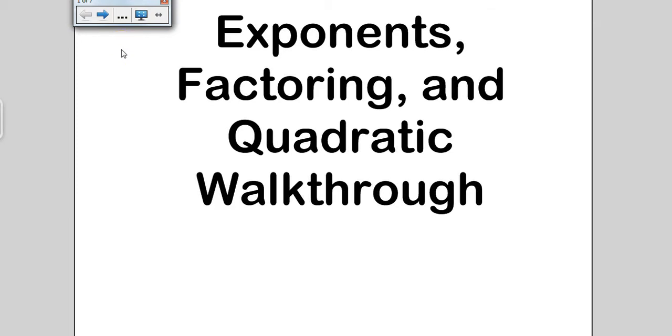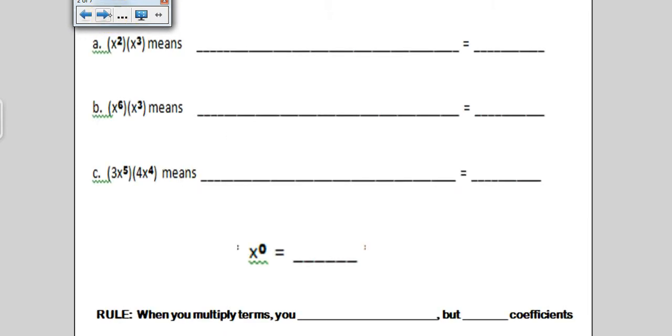Our first lesson covering exponents, factoring, and quadratics is our walkthrough worksheet, so make sure you're on the right set of notes before we begin. And this is a concept that I know you've seen a lot of in Algebra 2, but we just have to see it one more time.